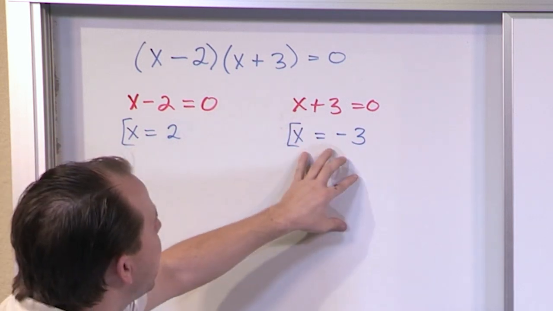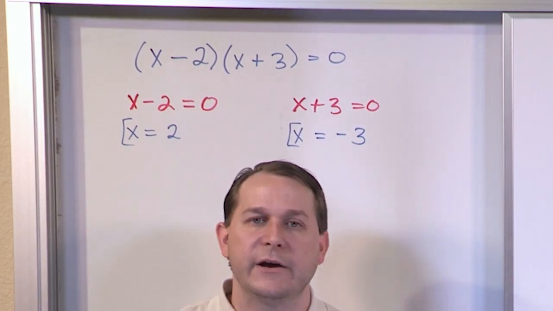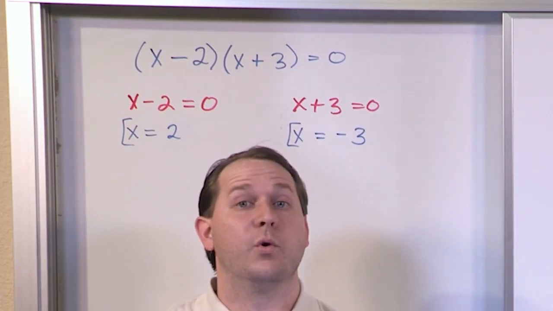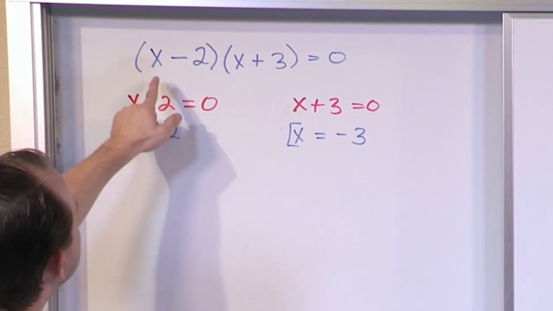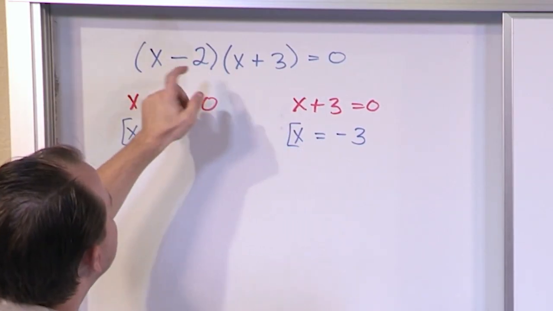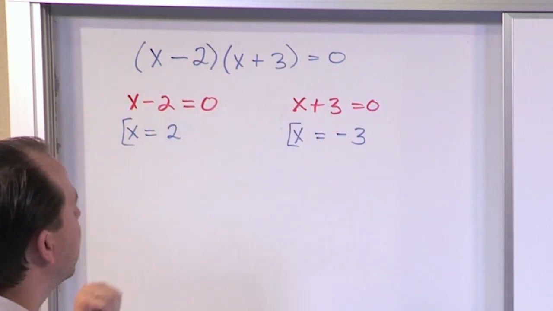I have two values of x that work. In all of the equations up till now, you only had one value of x that worked. Well, some equations can have more than one value of x that actually works. And you can check it. If you put 2 into this factor, 2 minus 2 is 0. It doesn't even matter what's over here. 0 times anything is 0, so it works.